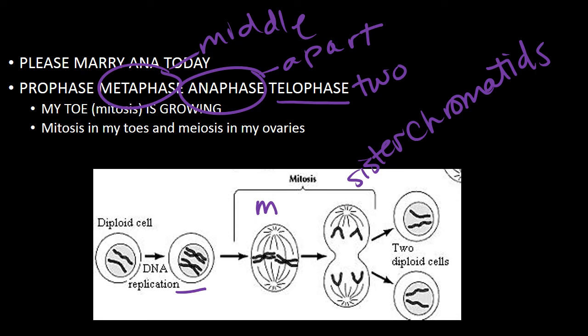Alrighty, there's one thing I want to bring to your attention. My toe is growing, so mitosis is for growth. That's the purpose of this process. It's to do it for growth and development. In other words, how do babies get larger? How do you get taller? It's not just your cells are stretching. It's that you're actually making identical copies, and that's how you do growth. One more way is mitosis in my toes, meiosis in my ovaries. And we'll come to meiosis in one second.